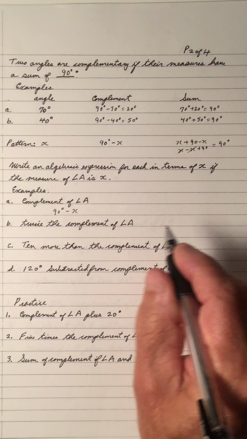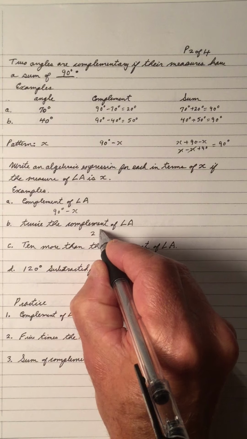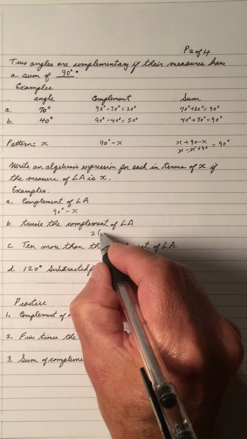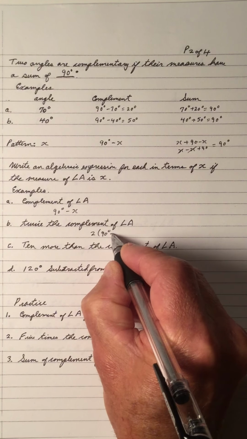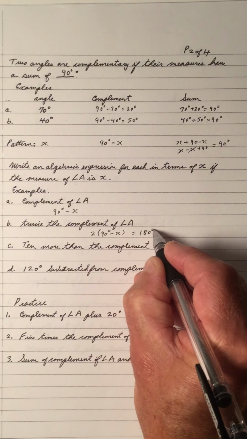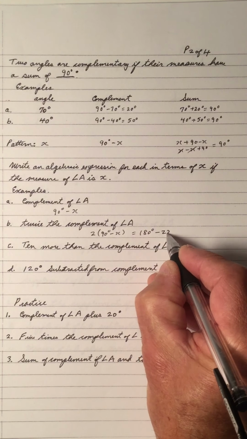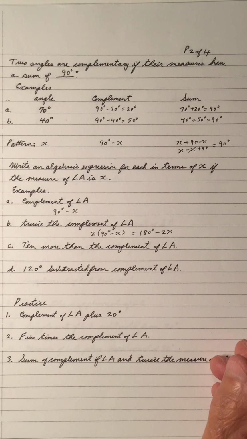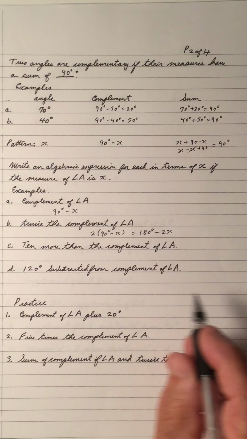Twice the complement. That's 2 times the complement, which is 90 degrees minus x. So that could be changed to 180 minus 2x, or 2 times (90 minus x).